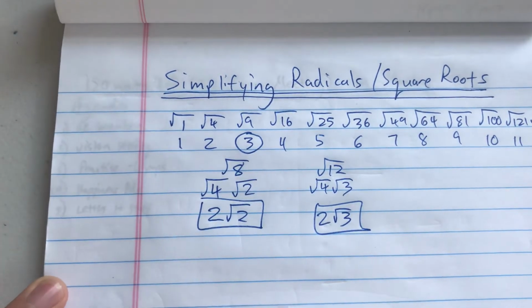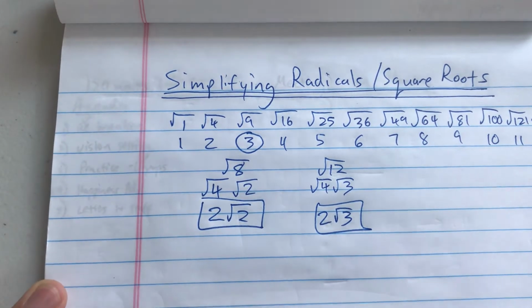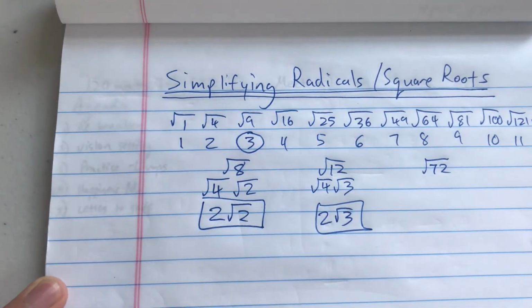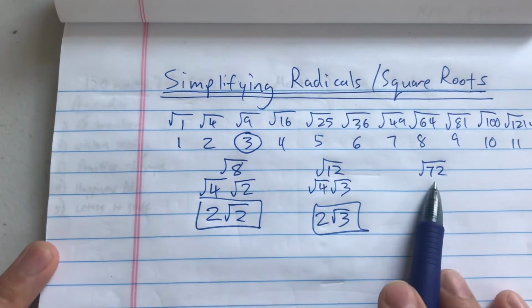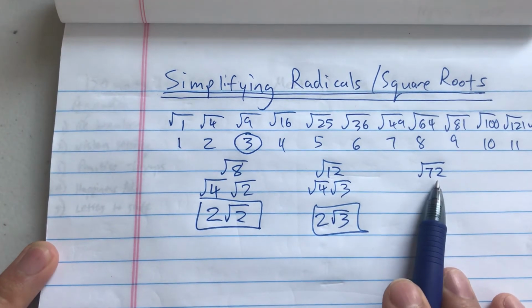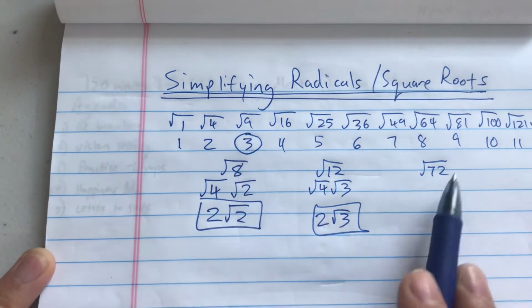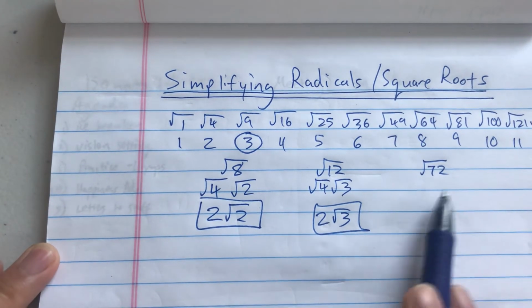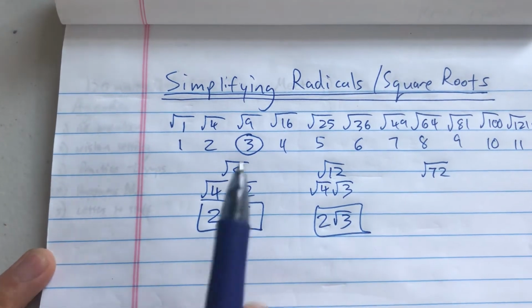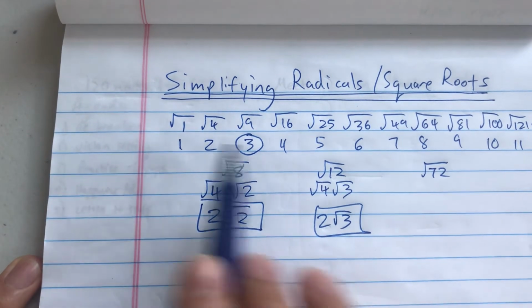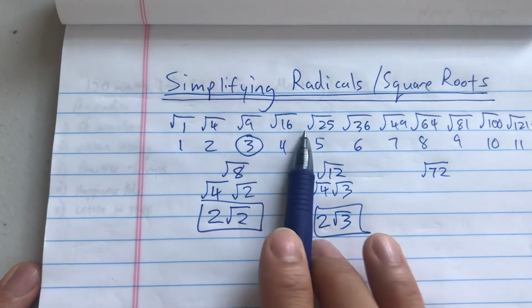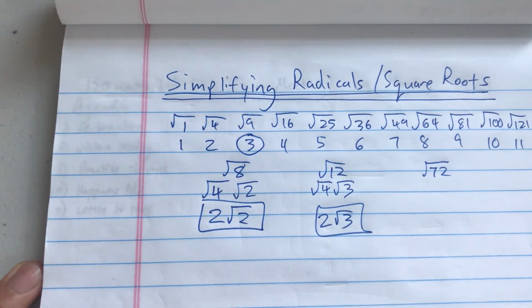Now, let me give you a more challenging example, which would be root 72, okay? It's quite possible that you could take a look at this and be like, oh yeah, 9 times 8, right? 9 times 8 gets you 72. But the problem is you got to be super careful, especially with larger numbers like this, because there is a perfect square that this is divisible by that's higher than square root of 9. And if you look across, see if you could guess it before I tell you in the next 3 seconds.